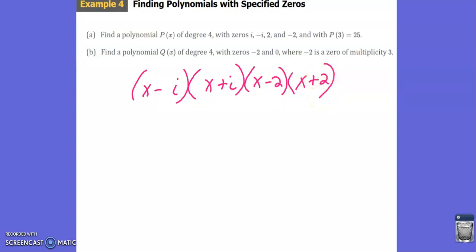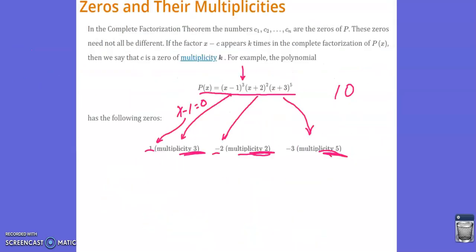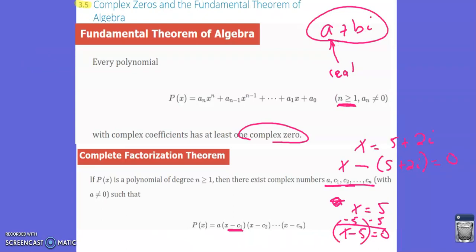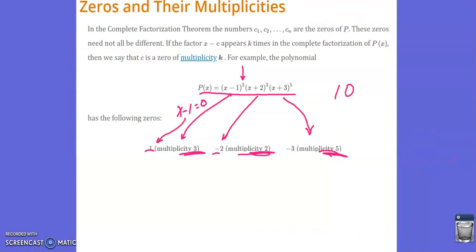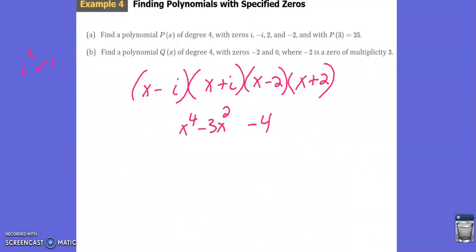If I multiplied all of that out, I'm going to get that. Keep in mind, i times i, or i squared, is negative 1. So again, if I multiplied all that out, I'm going to get that. Now remember a couple slides ago when I showed you the factor theorem, the complete factorization theorem. Notice this right here. Once I factor it, or get my polynomial, there is an a right there. So what we want to do is find out what number that a represents. This right here is my polynomial that I'm trying to find.